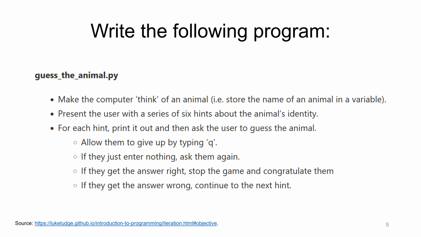Then it should present the user with a series of 6 hints about the animal's identity. For each hint, after it's printed out, the user has the opportunity to guess the animal. If the user just types Q, that means they want to give up and the program should quit. If they just enter nothing, ask them again. If they get the answer right, stop the game and congratulate them. If they get the answer wrong, continue to the next hint. I hope it's clear to everybody what the task here is.